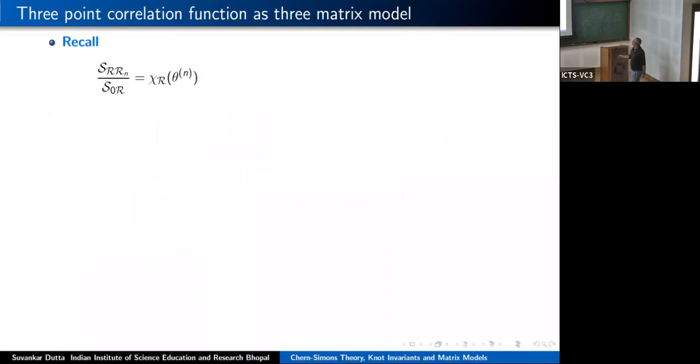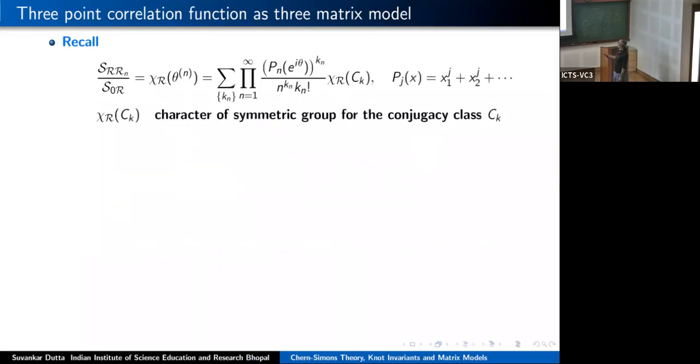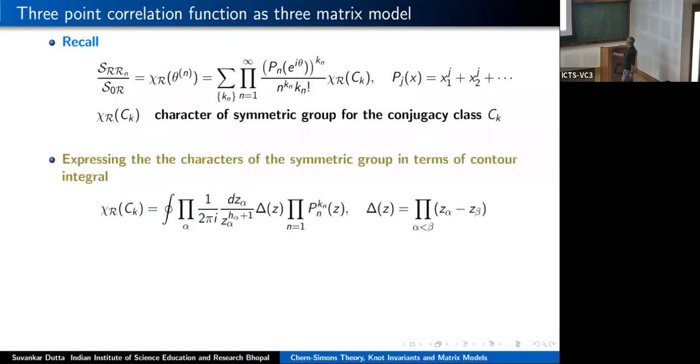Recall that this quantity we have said is the character. This character is the Schur polynomial in these variables theta n's. This Schur polynomial you can write in terms of the characters of the symmetric group for a given conjugacy class C_k. These are some technical things, but I will try to give you the final result. And these characters of the symmetric group you can write in this way.